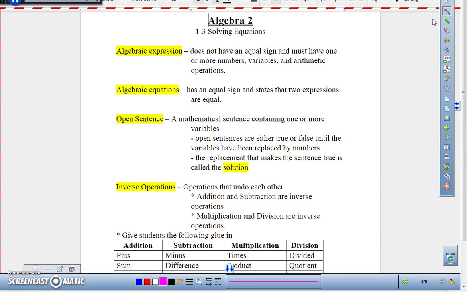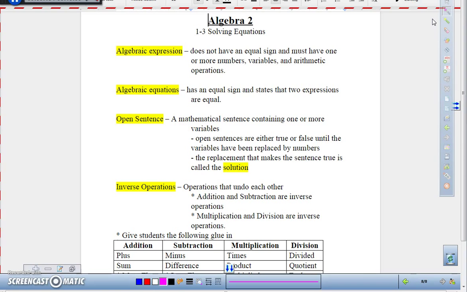Okay, remember an algebraic expression from lesson 1.1 that we talked about does not have an equal sign, and it has variables in it, which means it has letters, it has numbers, and it normally has some type of symbol. So multiplication, addition, subtraction, division. Those are your four operations. Now when we get into equations, equations have an equal sign. It states that two expressions are equal to each other. So that's the difference. An expression does not have an equal sign, an equation does.